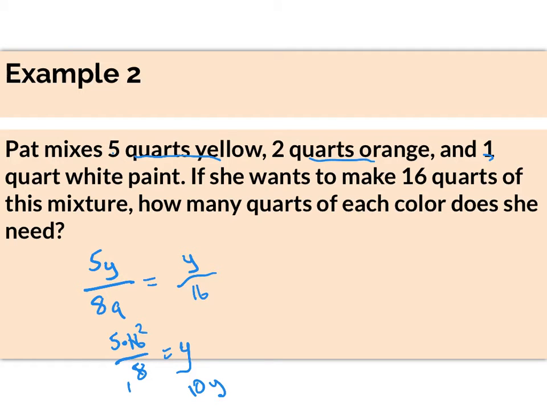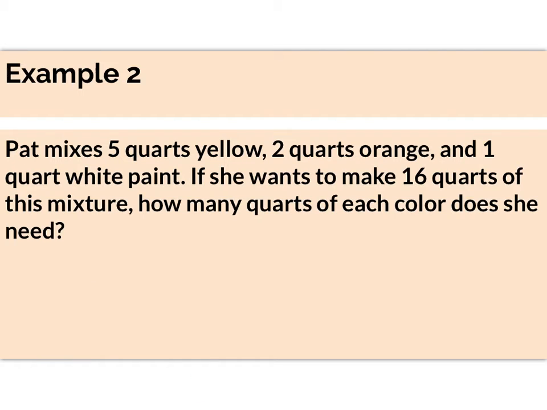makes up the 16 quart mixture, and we're going to use this to figure out the same proportion but out of each different color to figure out each part individually. So now all this gave us was how many quarts of yellow. We still need to figure out how many quarts of orange and how many quarts of white, and we'll do that on the next slide. Okay, so now we got 2 quarts of orange out of 8 quarts of paint.